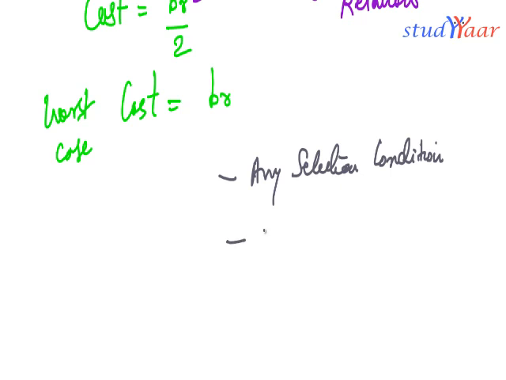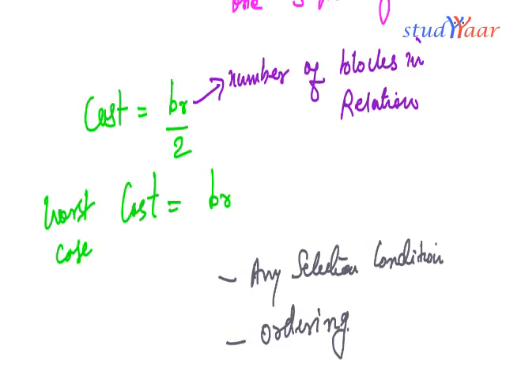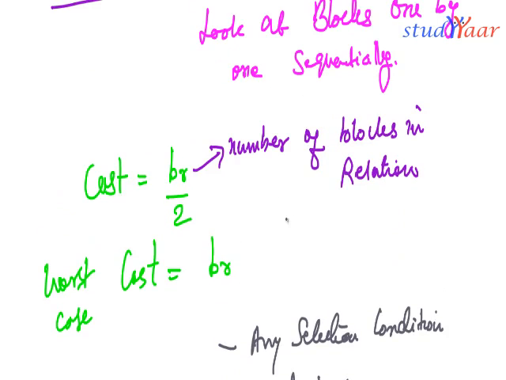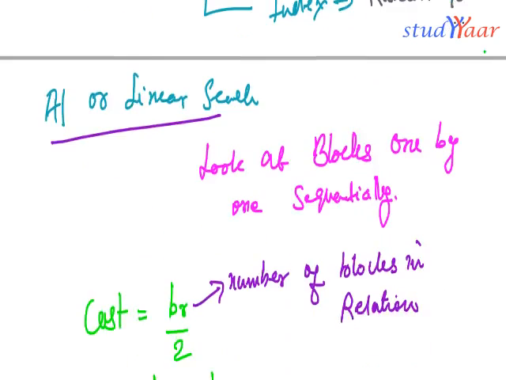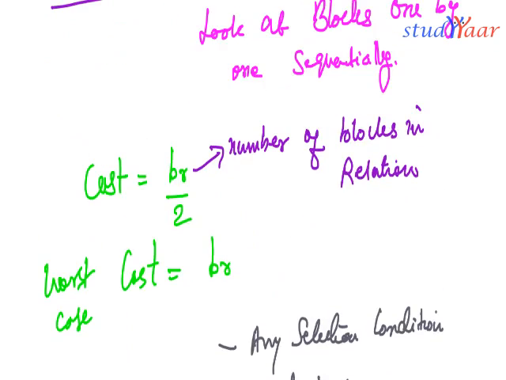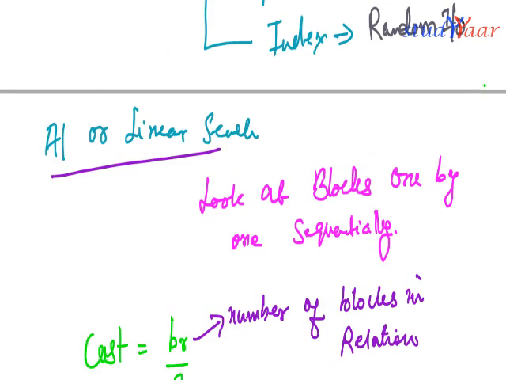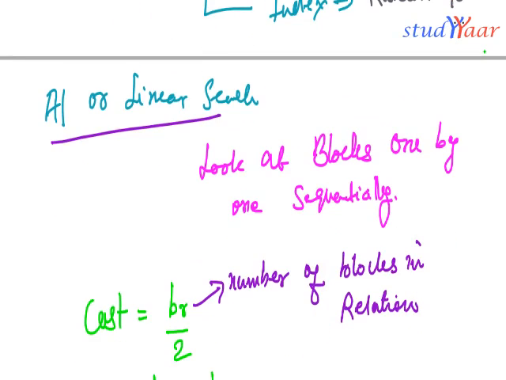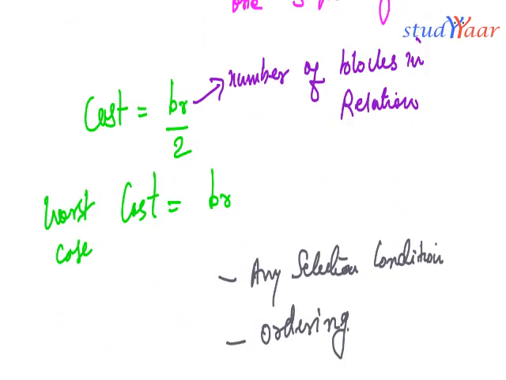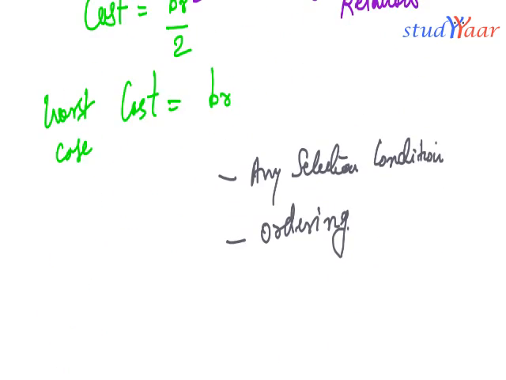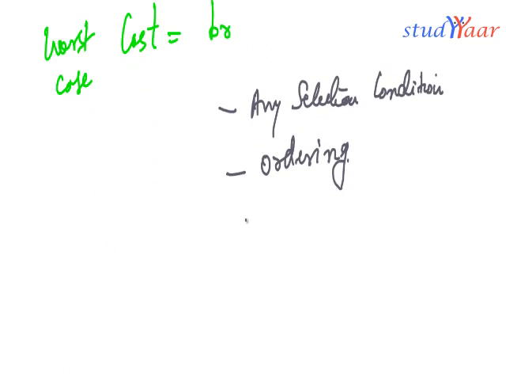It can be used even when there is no ordering. It is not mandatory that you need to have an ordering. In that case, cost is going to be BR. You have to see all the records, because you cannot be sure that once you reach a value greater than 50,000, the 50,000 record won't exist after that. Because all the records are randomly placed, it can be anywhere, and you do not even require indices.